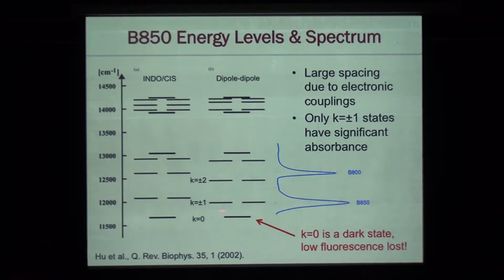Now this K = 0, lowest energy state is a dark state. And it's actually good for a light-harvesting system, because now energy from here funnels to this state and it can stay here. It does not go away through fluorescence.